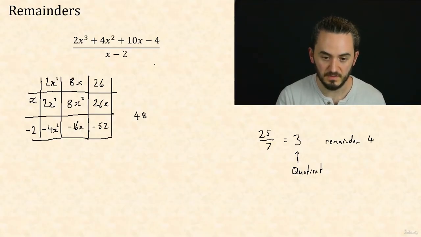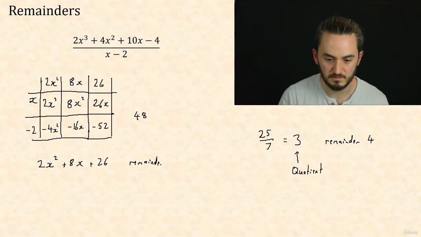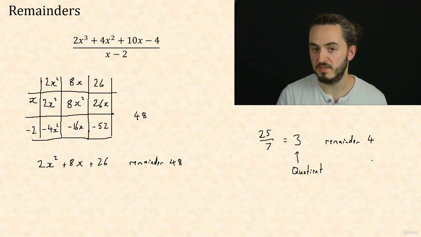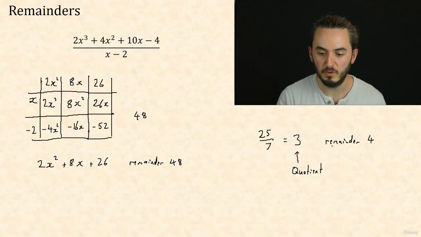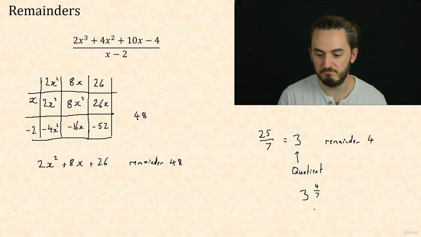So for us, the answer to this question here is that there is a quotient of 2x squared plus 8x plus 26, with a remainder of 48. Now, there's more to say about this for 2 reasons. One is, remember there was a slightly more grown-up way of writing 3 remainder 4. When you got a bit more confident with fractions at some point in primary school, you're probably told that you could write this instead as 3 with a remainder of 4 over 7. That's the grown-up way of writing 3 remainder 4 when you're dividing by 7.